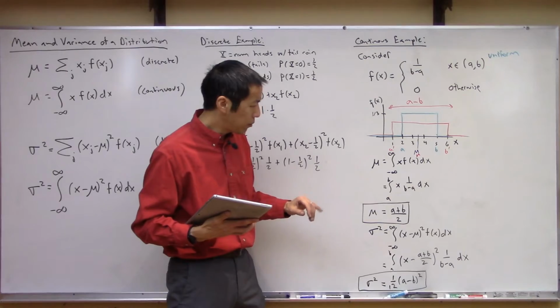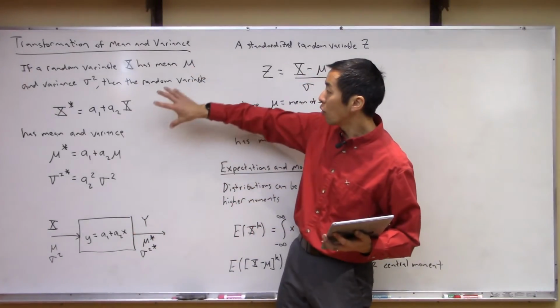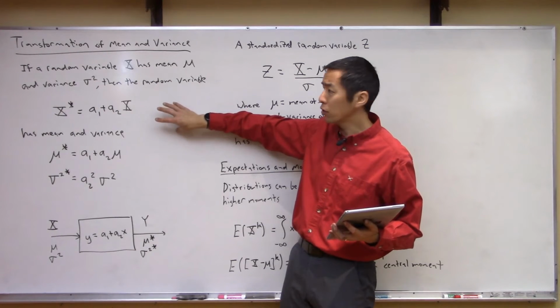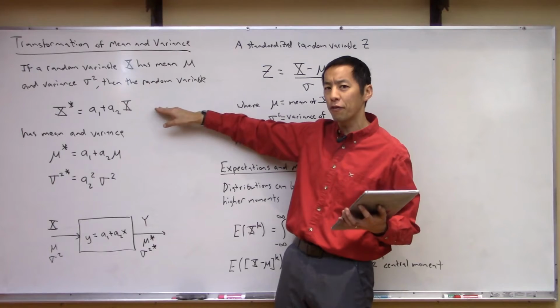Okay, let me erase the board and let's talk about mean and variance a little bit more. All right, so with that under our belts, let's talk about potentially transforming random variables and how that might affect their mean and their variance.